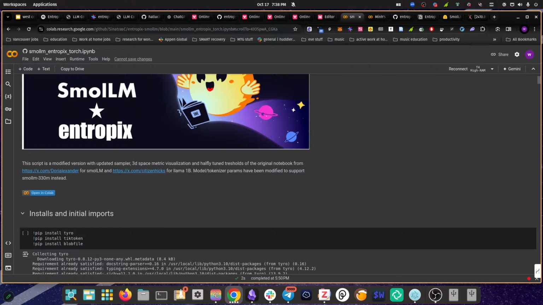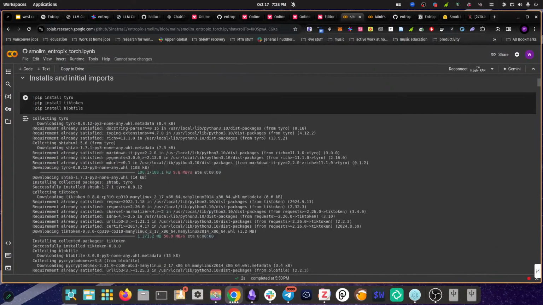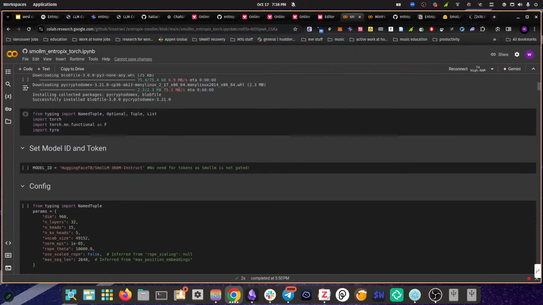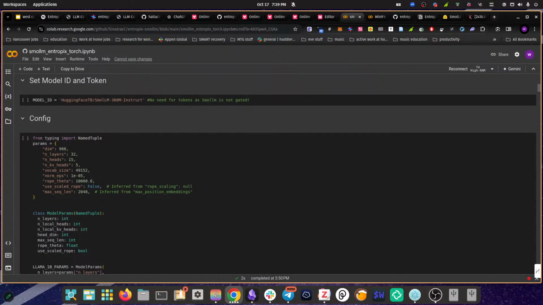And then this notebook is SmolLM, using half-tuned thresholds of the original notebook from a couple of people for SmolLM, and then for Llama 1B, and then tokenizer params have been modified to support SmolLM 330M instead. So we have a Llama initialization, I think, but we're doing it on the SmolLM, which was weird to me that they did that.